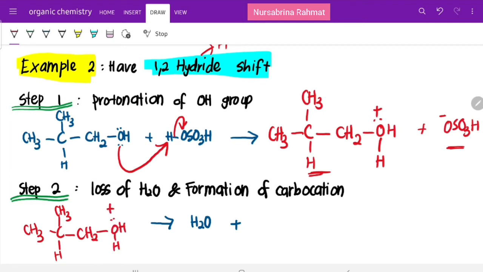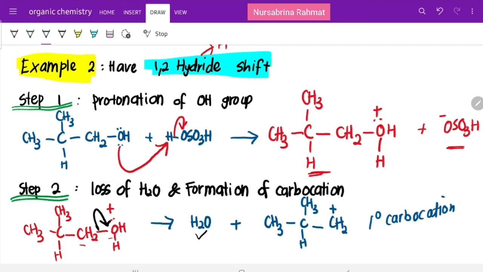Losing water means the bond between the carbon here and the oxygen in your OH group is going to break heterolytically, starting from the bond here. So we are releasing water, and at the same time we are making a carbocation. Carbocation means there is a plus charge on the carbon. So this is a primary carbocation again.